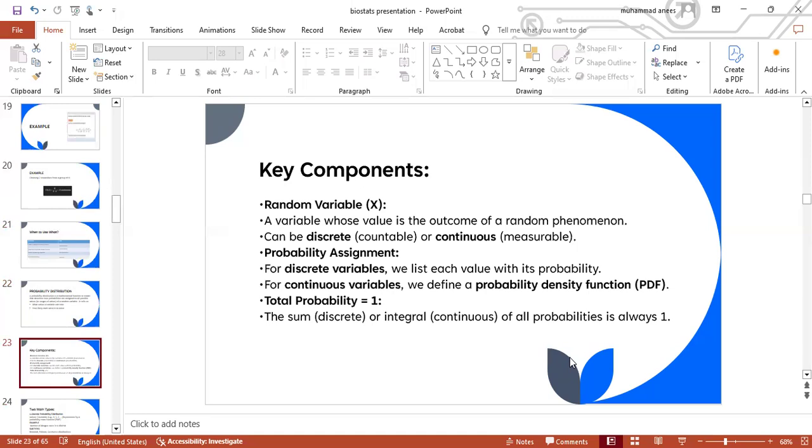There are certain key components. Number 1 is a random variable, which is a variable whose value is the outcome of a random phenomenon. This variable can be discrete, which is countable, or it can be continuous, which is measurable. Then there is probability assignment. For discrete variables, we list each value with its probability. For continuous variables, we define a probability density function, which will be defined later in the slides. And the sum (discrete) or integral (continuous) of all probabilities is always equal to 1.